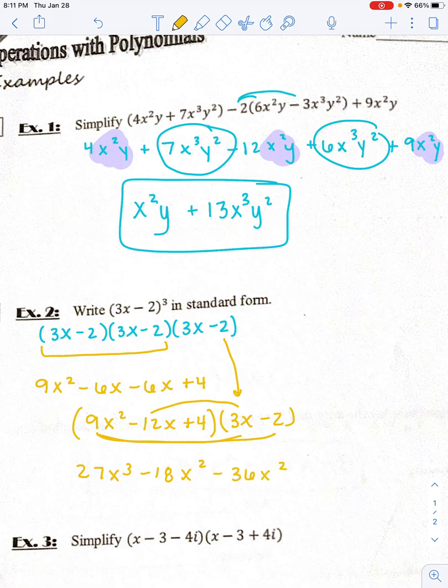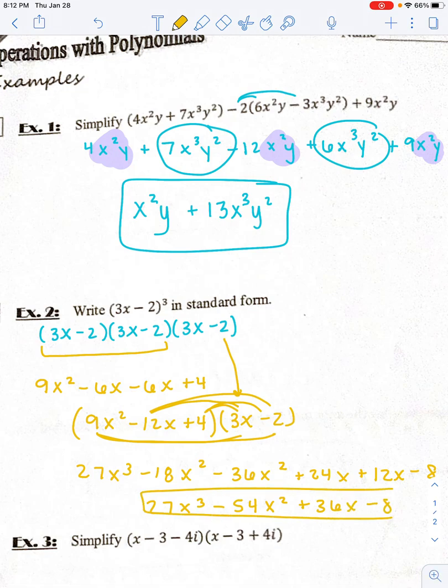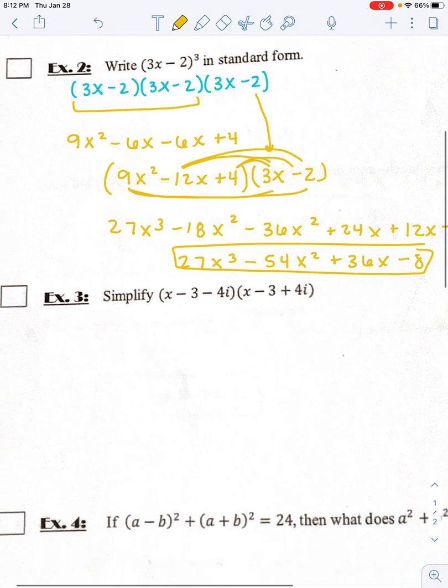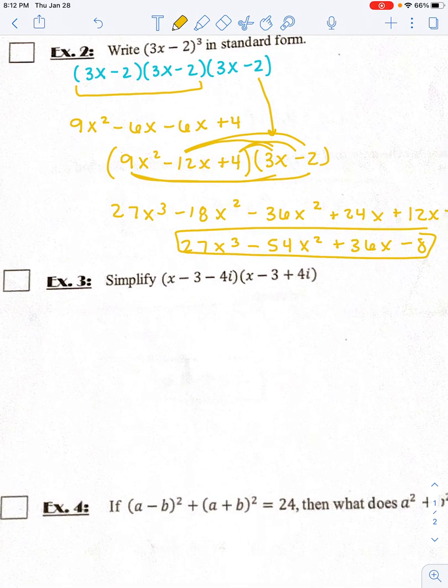-18x squared. -12x times 3x is -36x squared. -12x times -2 is 24x. 4 times 3x is 12x. 4 times -2 is -8. And combine like terms, so I get 27x cubed minus 54x squared plus 36x minus 8. That's my final solution.